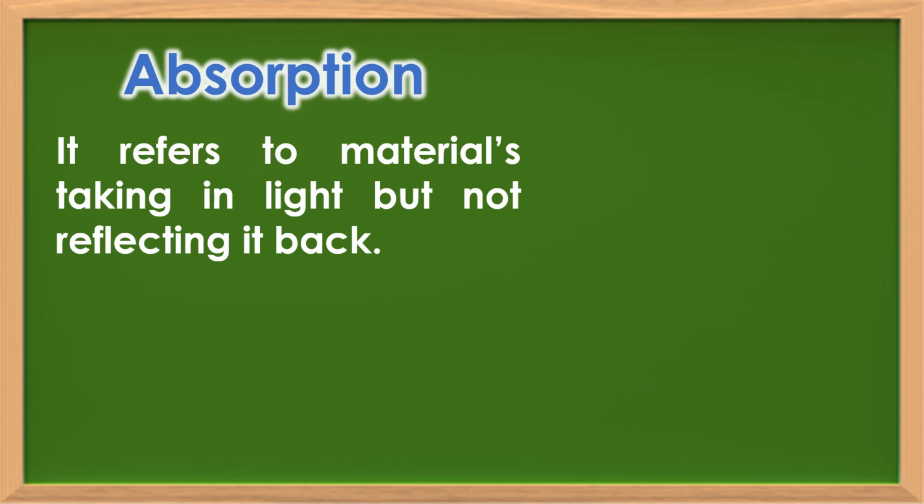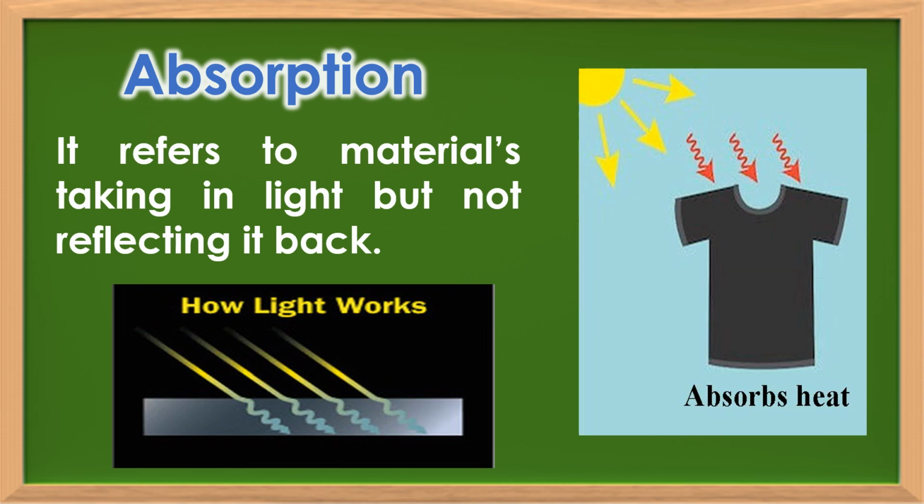Absorption. It refers to materials taking in light but not reflecting it back. For example, when light strikes a black surface, it is absorbed by the surface and nothing is reflected.